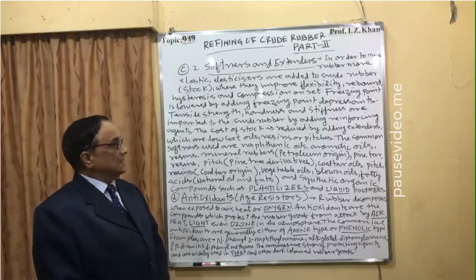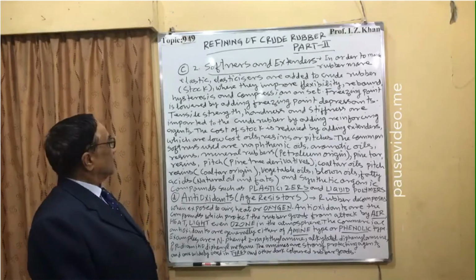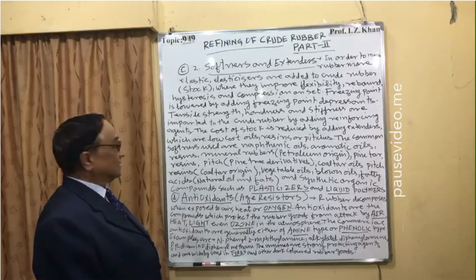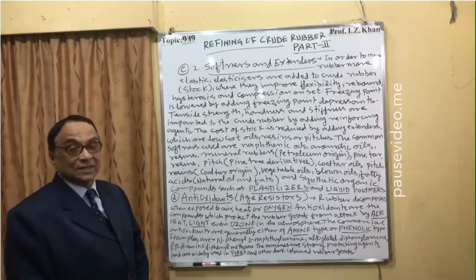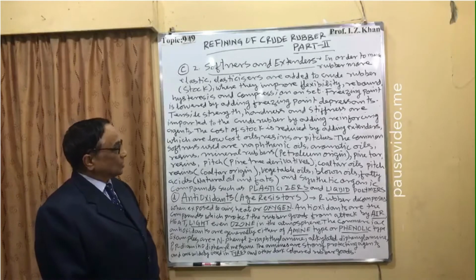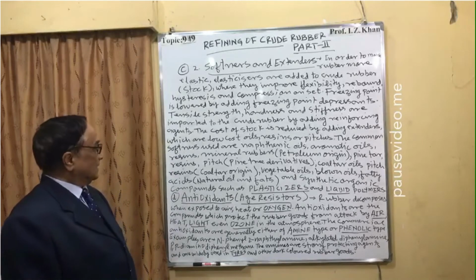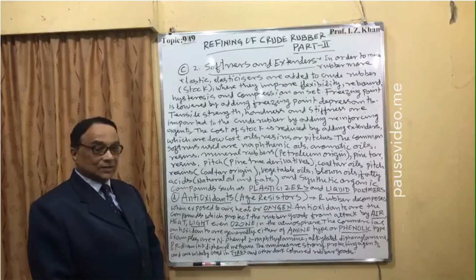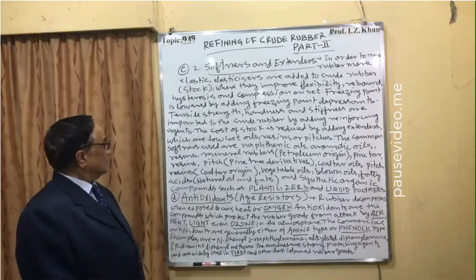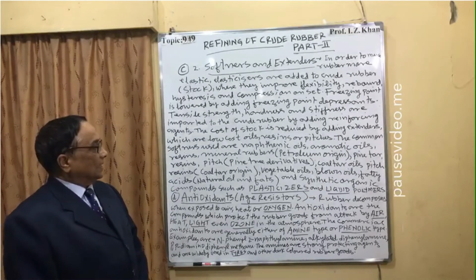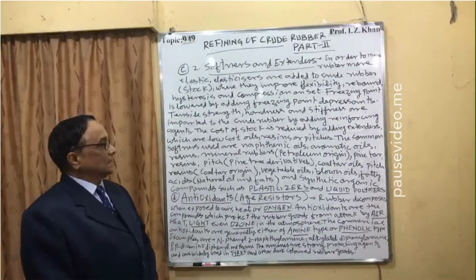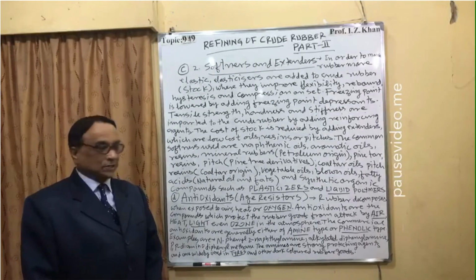Tensile strength, hardness and stiffness are imparted to the crude rubber by adding reinforcing agents, and I have already discussed what those reinforcing agents are, like zinc oxide, limestone, etc. The cost of stock is reduced by adding extenders, which are low-cost oils, resins or pitches. The common softeners used are naphthenic oils, aromatic oils, resins and mineral rubbers, all of petroleum origin.